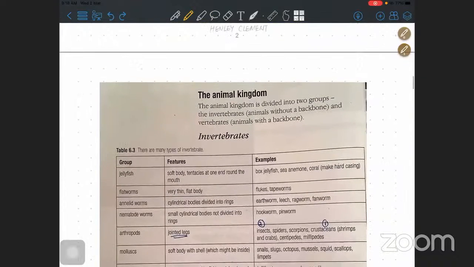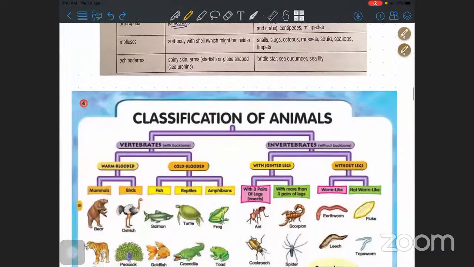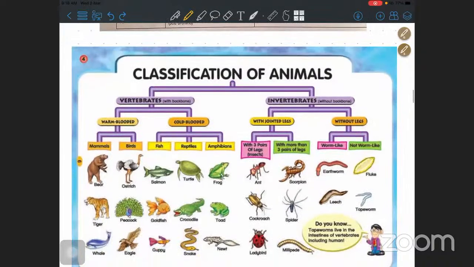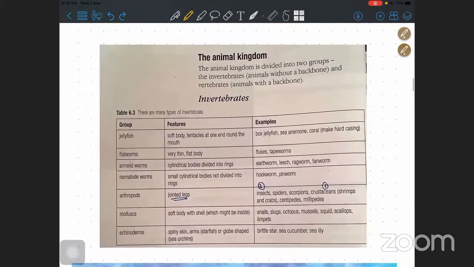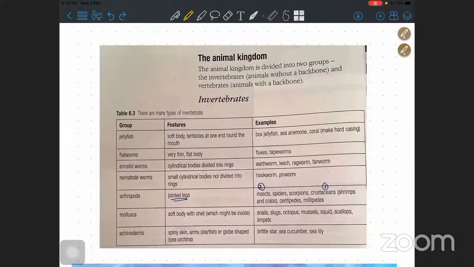Okay, for animals, on the other type, we have the ant, scorpion, earthworm and tapeworm, spider. These will go to the invertebrates. Okay, so let's see about this one. Number one, the group we introduce to you is the jellyfish.